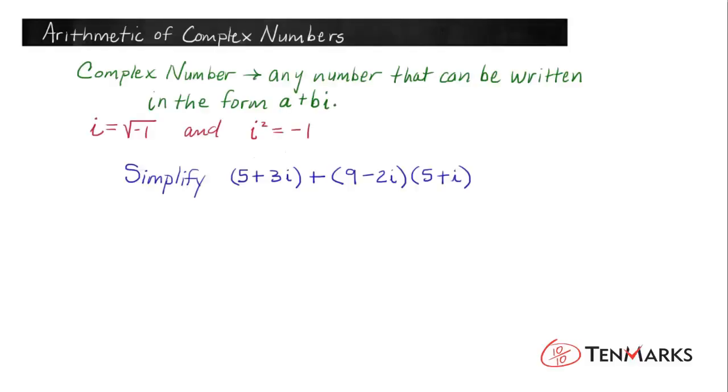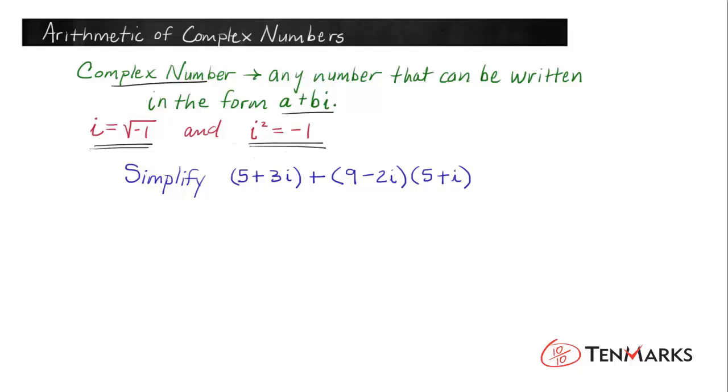In this lesson, you'll learn about the arithmetic of complex numbers. First, recall that a complex number is any number that can be written in the form a plus bi, where a and b are real numbers, and a is the real part of the complex number and b is the imaginary part. Also, remember that by definition, i equals the square root of -1, and therefore i squared equals -1.